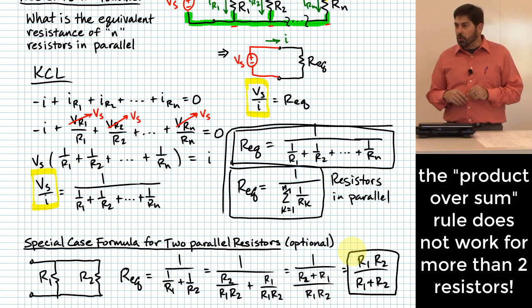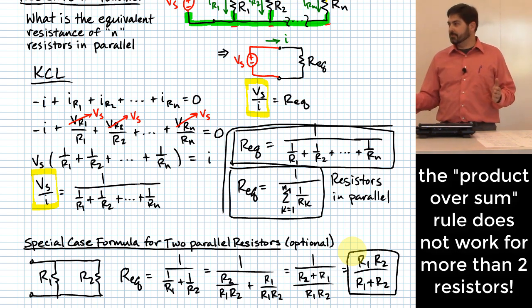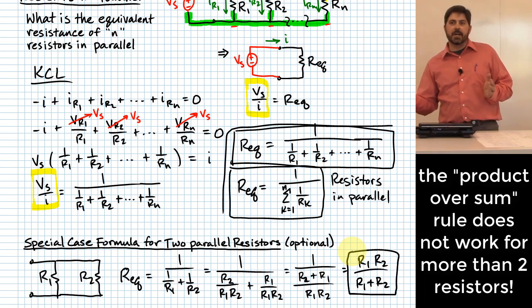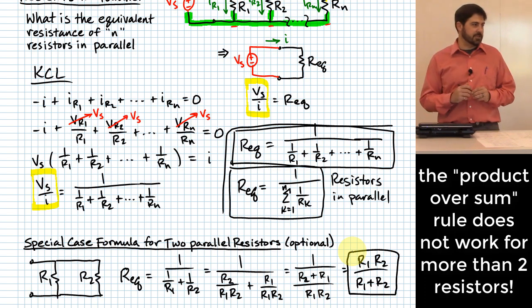Okay? Don't try to use this if you have more than two resistors. You cannot extend this out and say it's just the product of all three divided by the sum of all three if it's 3 or more. So be careful with this. This is only good for two resistors.